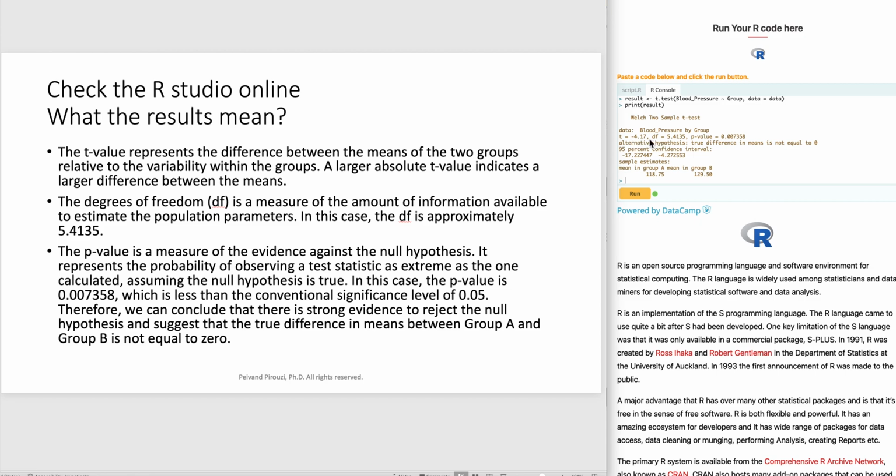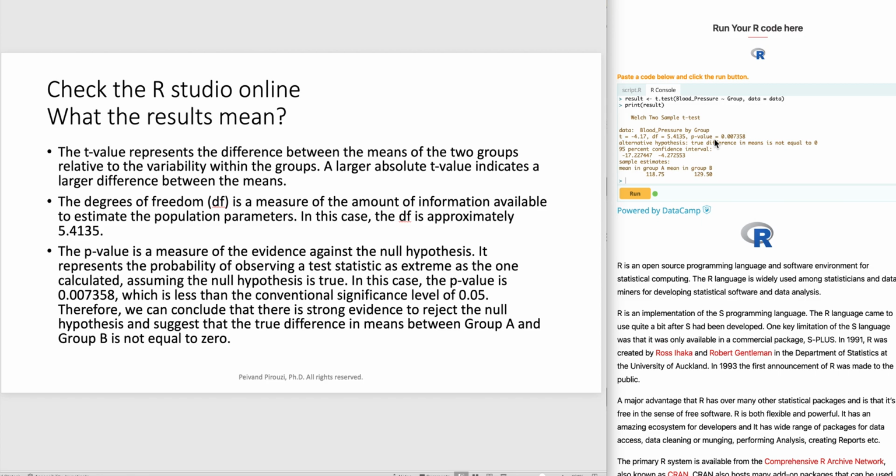Now let's go over the degree of freedom. The degree of freedom is a measure of the amount of information available to estimate the population's parameters. So in this case, the degree of freedom is approximately 5.4135. Then we have the p-value, which is a measure of the evidence against the nil hypothesis.